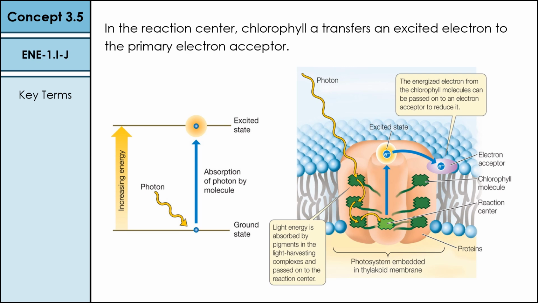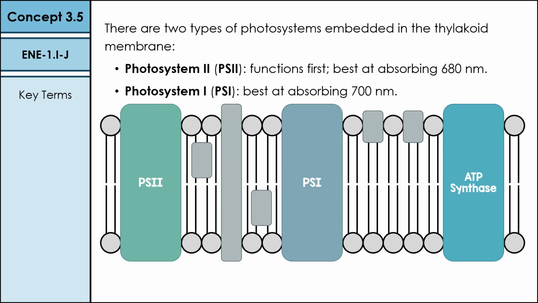So when we look at these photosystems, I am going to go to a much more simplistic diagram for the next little bit. If we look at our thylakoid membrane, we have two photosystems that are embedded. We have photosystem 2, which is the first photosystem. They're named based on the order in which they were discovered. So photosystem 2 is first, and this absorbs light energy best at 680 nanometers. And then we have photosystem 1, which absorbs light energy at around 700 nanometers, and it acts second in our process.